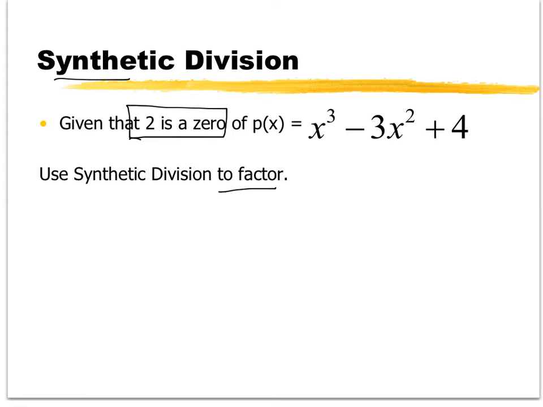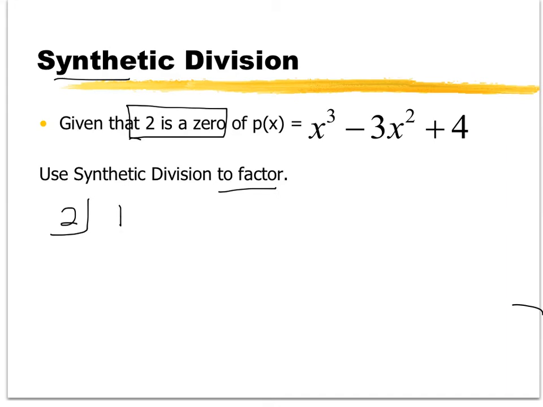So this is factorable. So what we should expect is that when we actually perform the synthetic division, our remainder should be 0. If it doesn't happen to be 0, then we've done something wrong. We need to go back and check our work. So I'm going to go ahead and set up the synthetic division process.